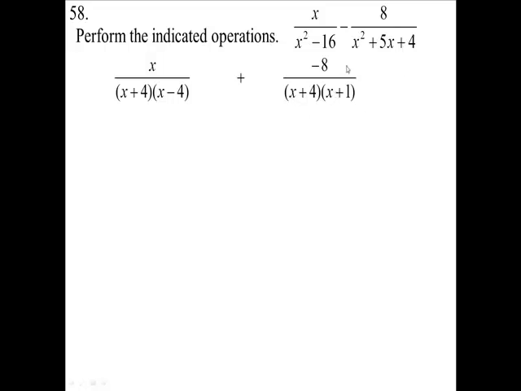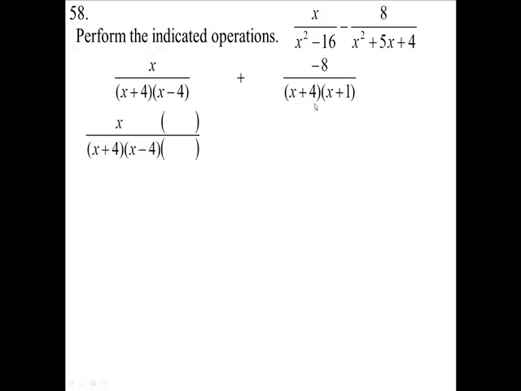Notice x times x is x squared. You have 4x for the inside terms, 1x for the outside terms. That gives you 5x, 4x and 1x is 5x, and 4 times 1 is 4. So when you factor this, you get x plus 4 and x plus 1.